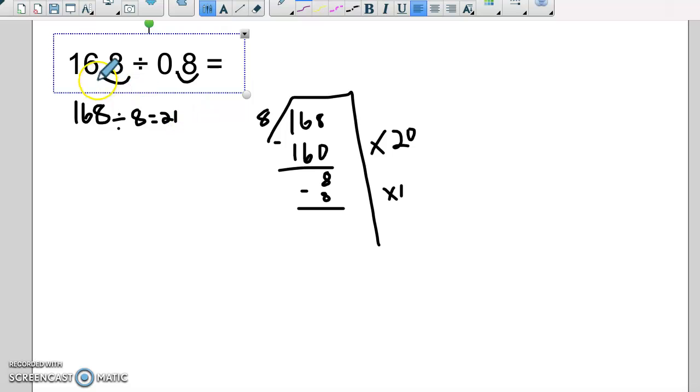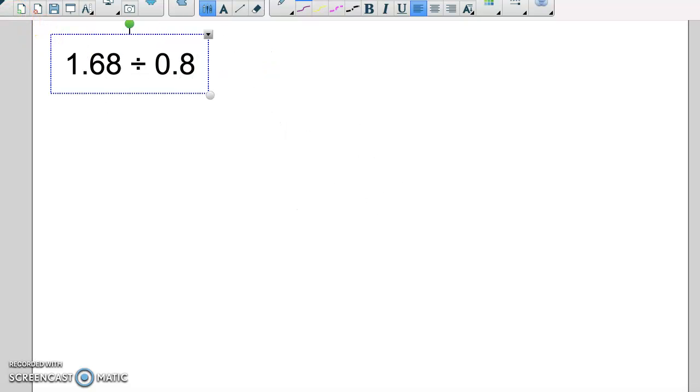Now I got to look at my decimal. Okay, I went 1 out here, and I went 1 out here. So that means I don't do anything to it. I leave it just as is, and my answer would be 21. Okay? Now for this one, let's look here. I have to make 2 jumps out to make it 168, and then 1 jump out to make it 8.